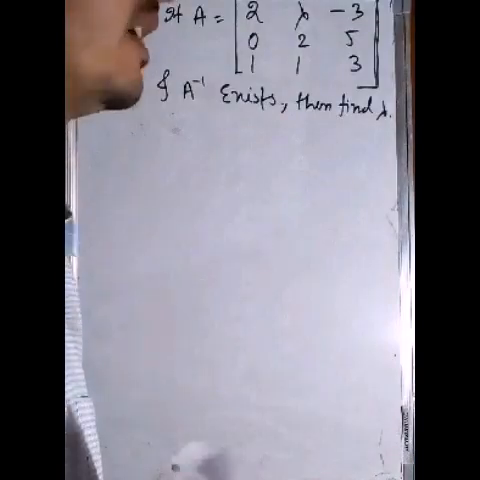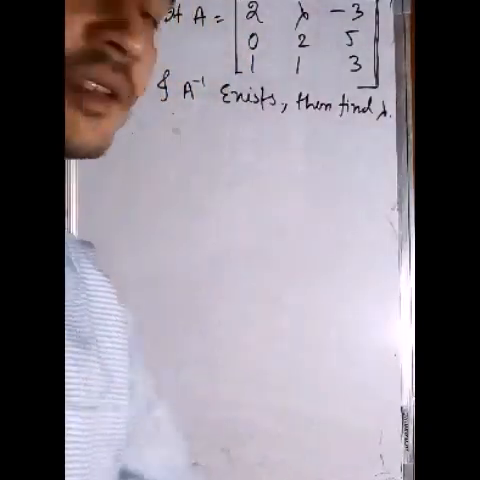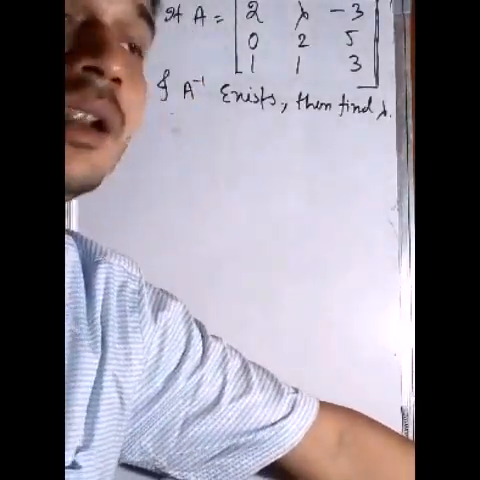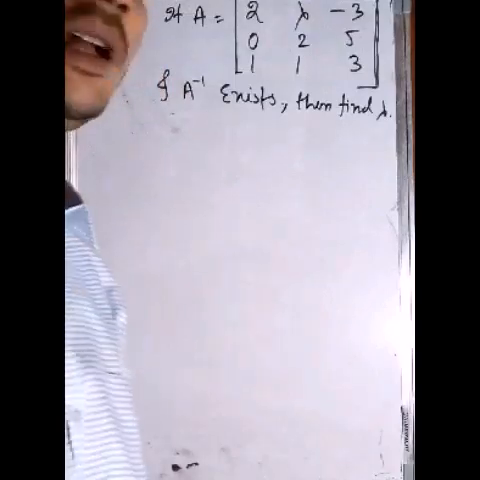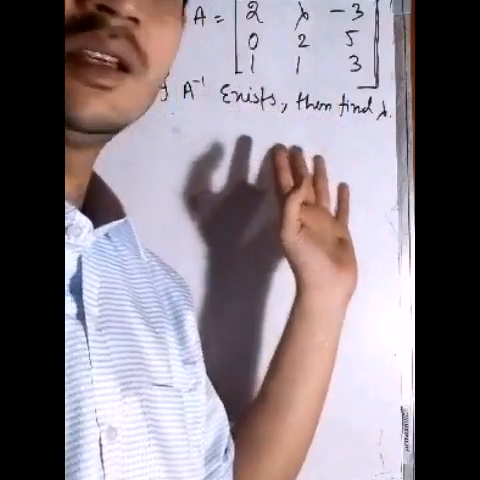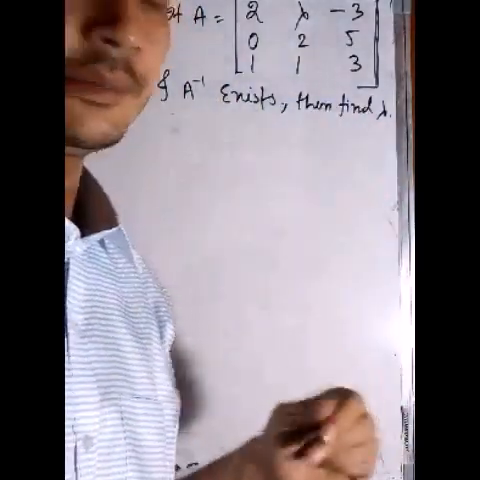Believe me, this is a very common question in board exam and school exams. The board exam is the final exam of class 12. School exam means the half yearly, annual, unit test, whatever be the exams where the determinant chapter is included. That is a very common question. A matrix is given and the inverse of the matrix exists. Based on that, find the value of lambda.